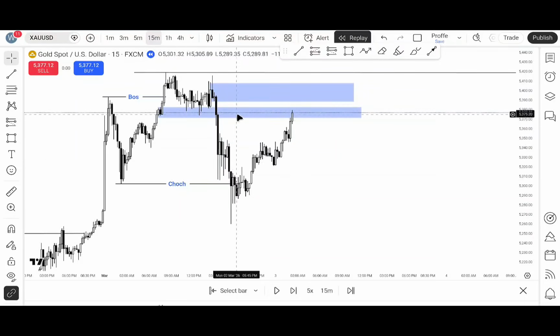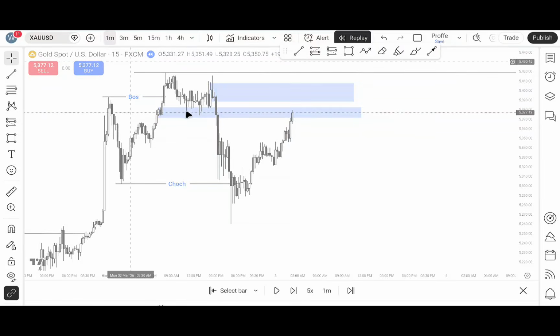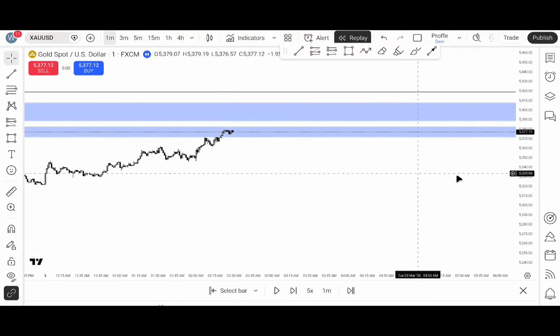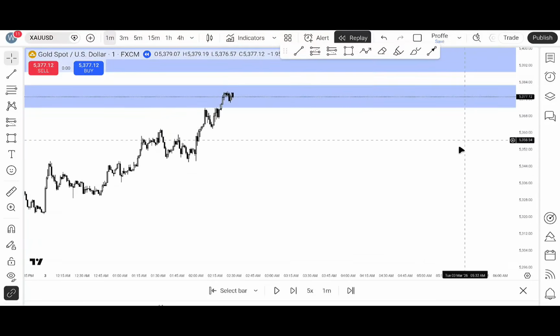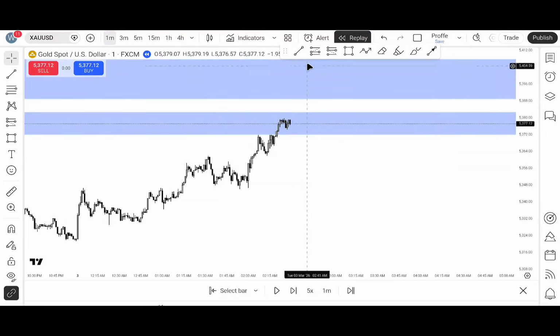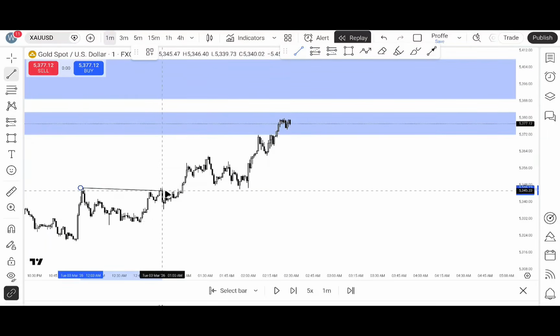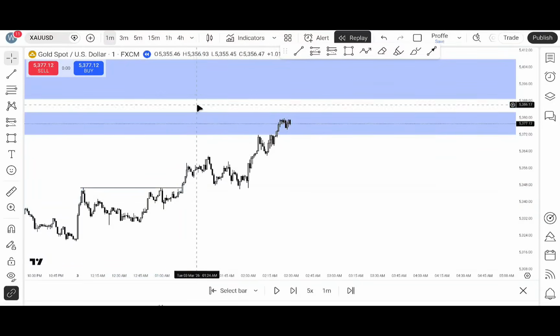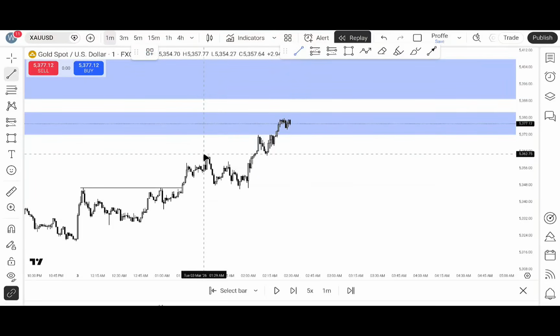Okay, the market has gotten to our first point of interest. You can see it clearly. So we step down to the 1 minute time frame and see how the market behaves when it gets there. And again, if this zone is not going to hold, then the market is not going to give us LTC. So we have a break of structure over here, and then we have another one over here.